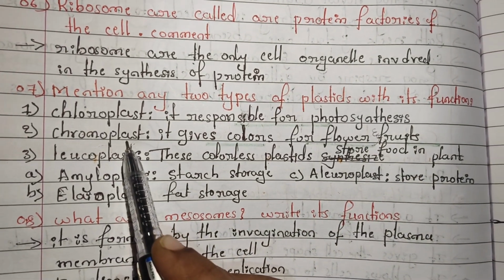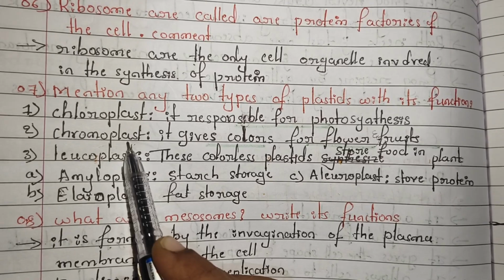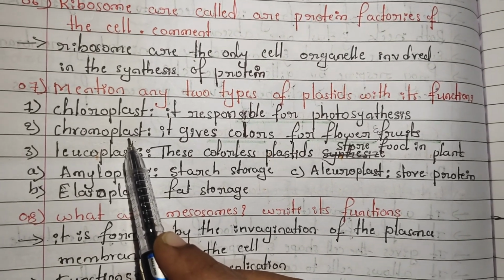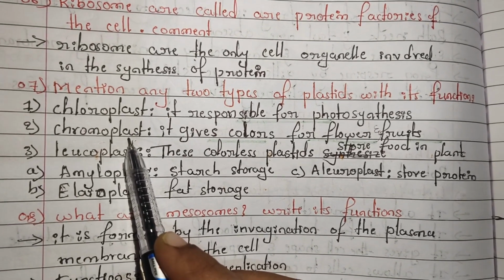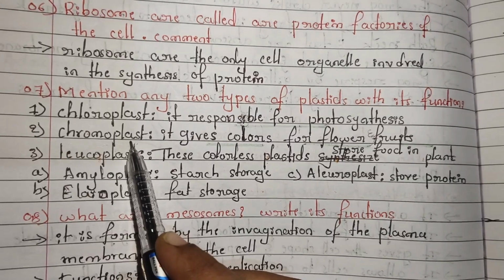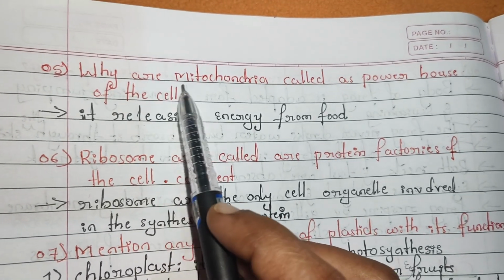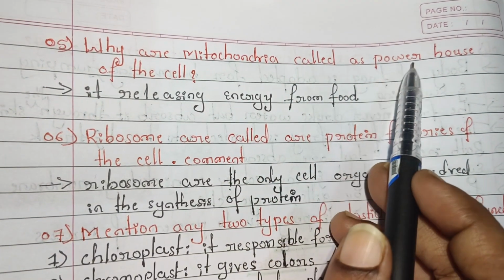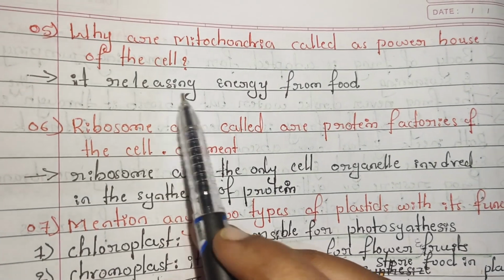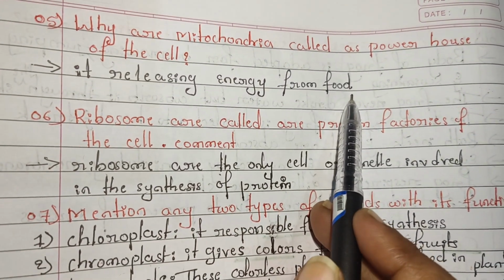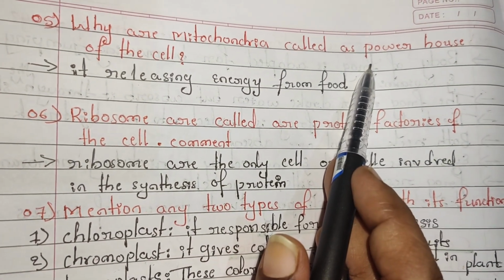And you know very well the green chili converting into a red chili, and green banana converting into a red banana. Next question, 5th one, why are mitochondria called the powerhouse of the cell? Because it releases energy from food, so that's why we call it the powerhouse of the cell.